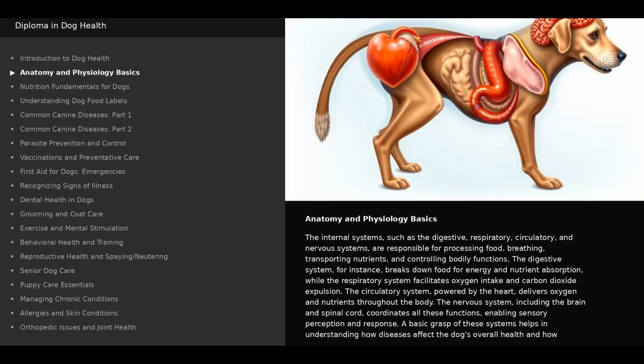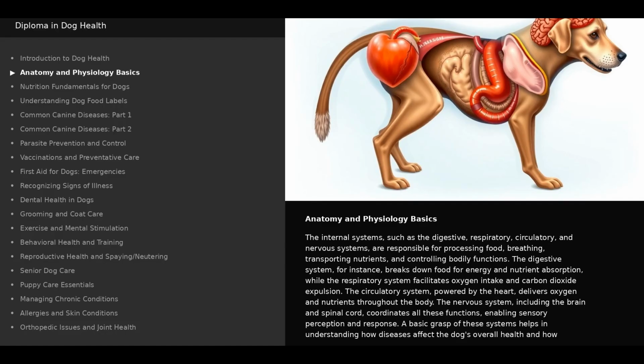The internal systems, such as the digestive, respiratory, circulatory, and nervous systems, are responsible for processing food, breathing, transporting nutrients, and controlling bodily functions. The digestive system, for instance, breaks down food for energy and nutrient absorption, while the respiratory system facilitates oxygen intake and carbon dioxide expulsion.